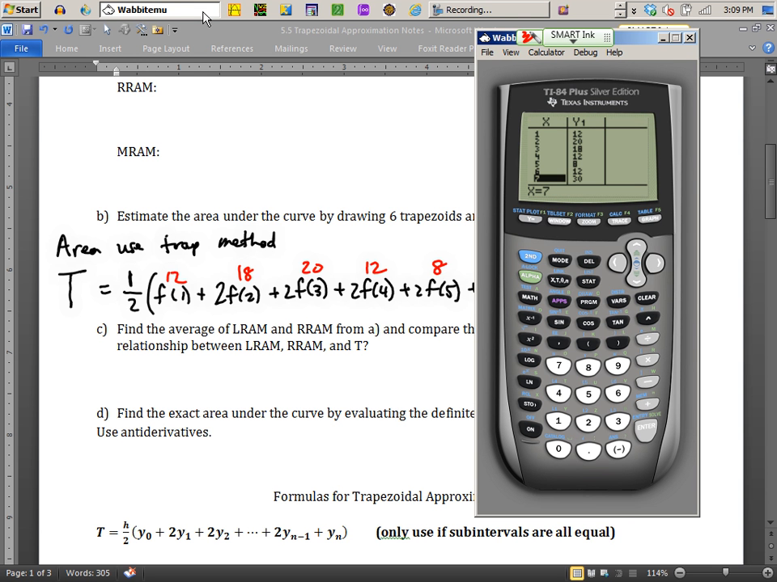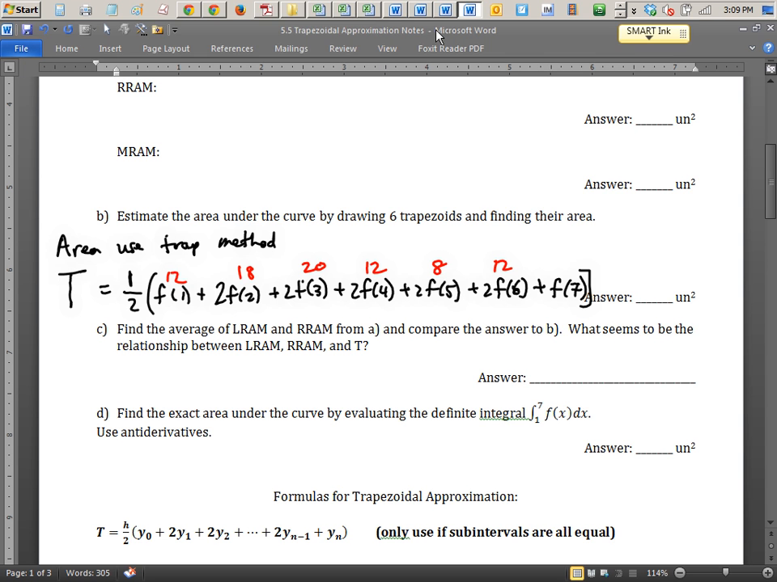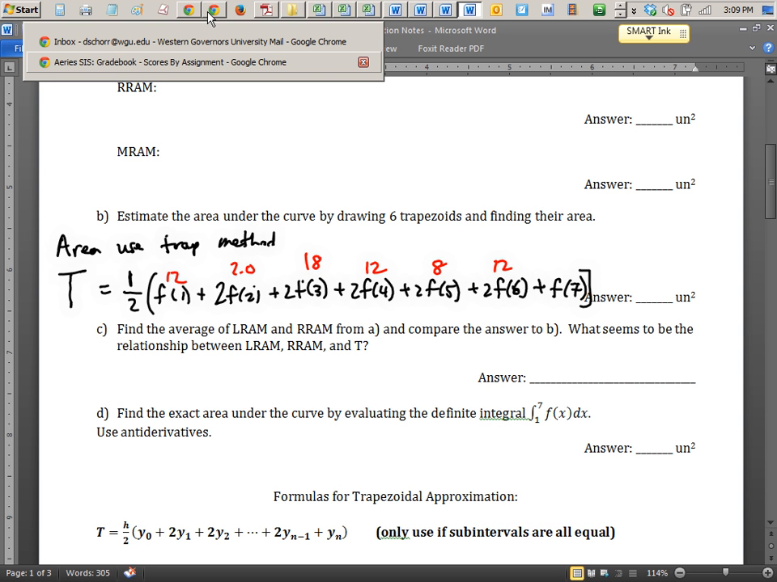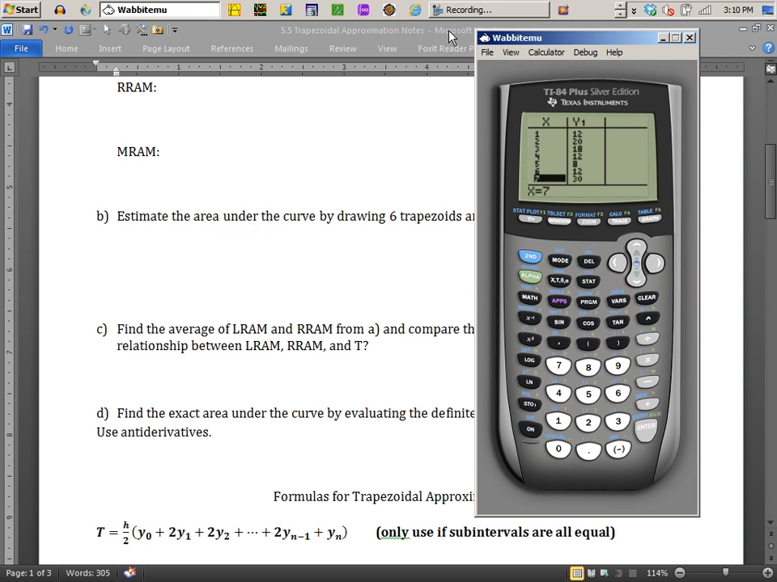I wrote that wrong. It's 12, 20, 18, 12, 8, 12. Let's fix that. 12, 18, 20. 12, 18, I did it again. Okay, 12, 20, 18, there we go. 12, 8, 12, and then the last value, this is new, is 30. Okay, so, sorry about the slop.